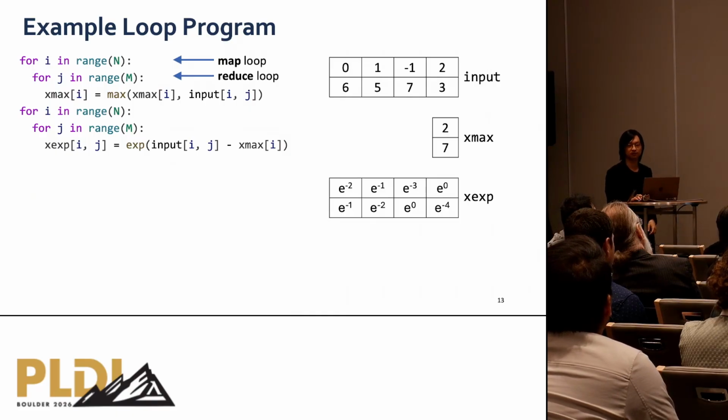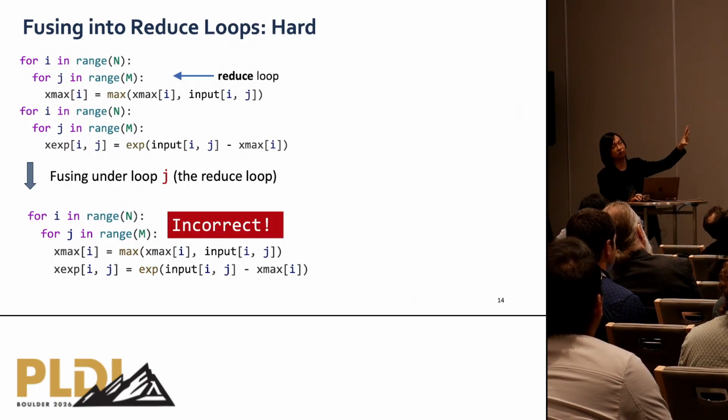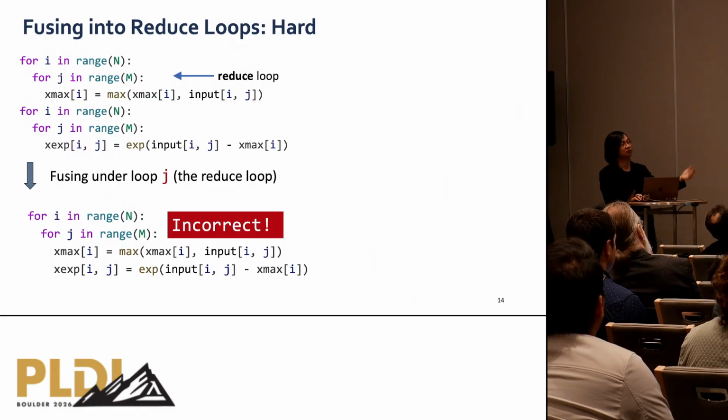Now, this example also shows, well, it's a simplified case, but it shows why flash attention style fusion is difficult. We are essentially asking to fuse the second loop nest under the reduction loop of the first nest. Here, that will be the J loop. If you force the classic operator fusion to do that, you get a program that is incorrect.